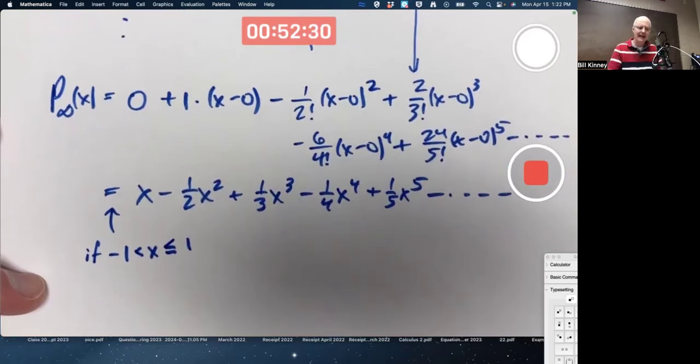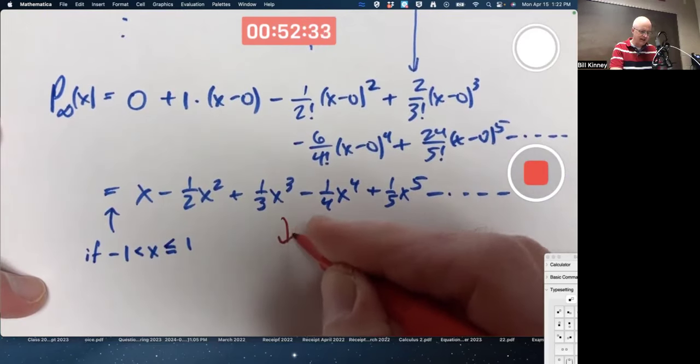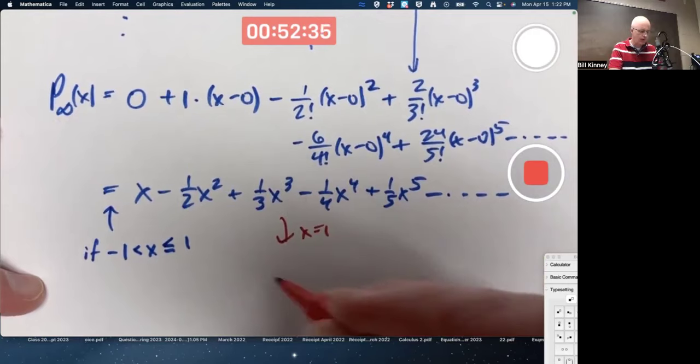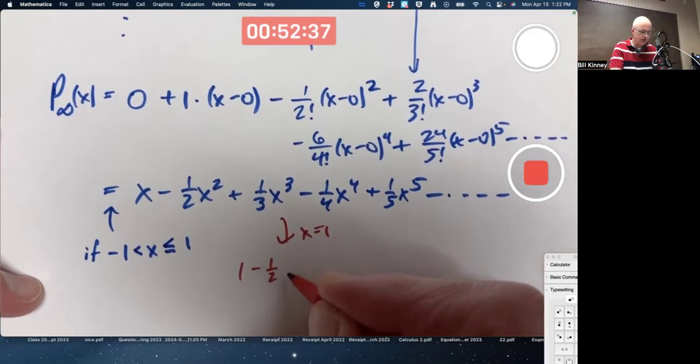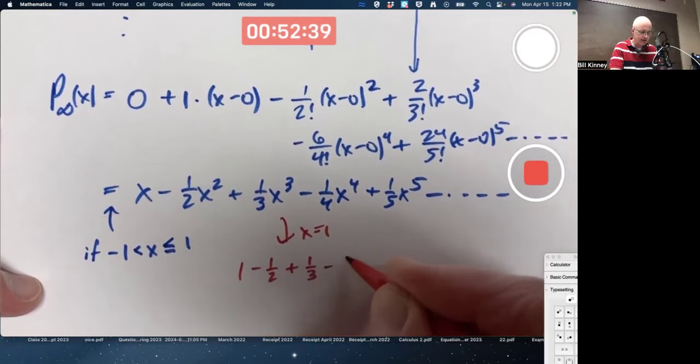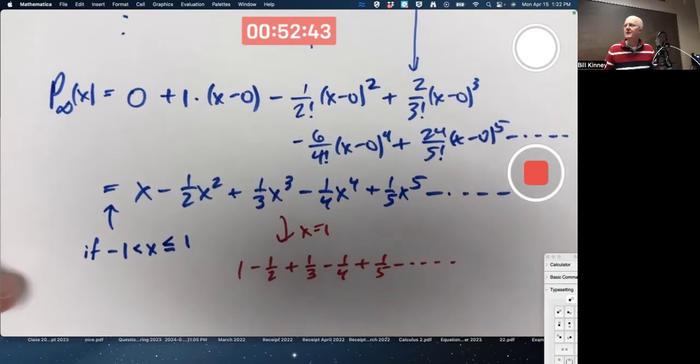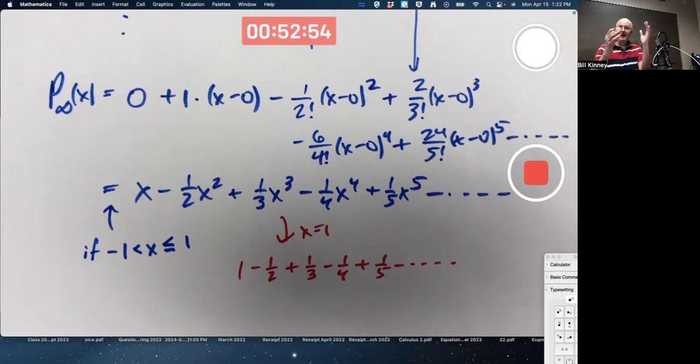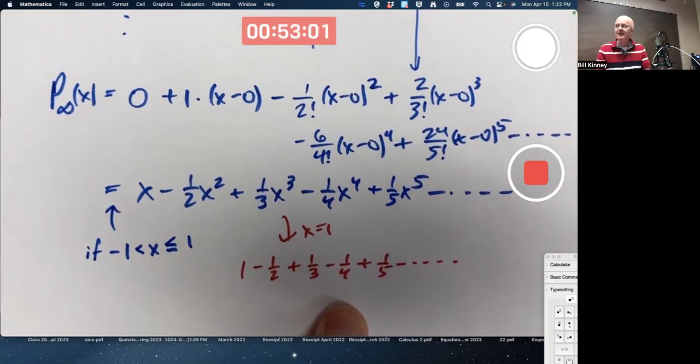Why? Because if we plugged in x equals +1, what would we get? We would get the alternating harmonic series. And we know the alternating harmonic series converges. The harmonic series diverges. Remember that for the rest of your life. The alternating harmonic series converges. You should probably remember that for the rest of your life. This converges.